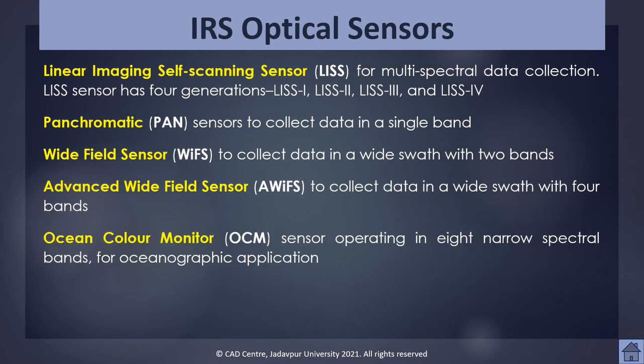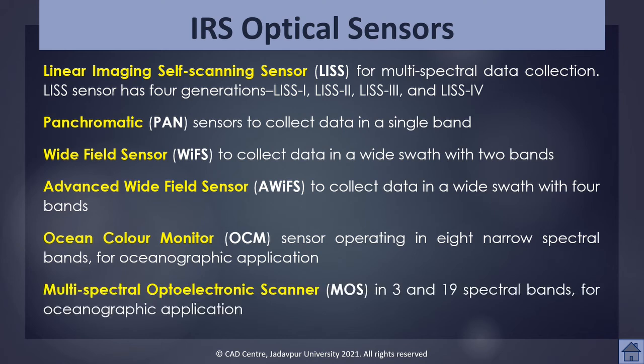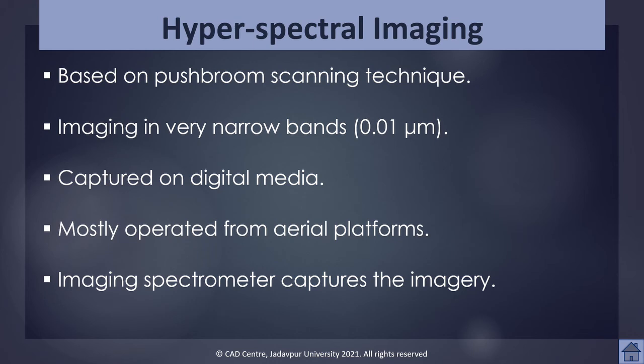It can be programmed. Then we have the ocean color monitor that can capture imagery in 8 narrow spectral bands for oceanographic applications. Then we have the multispectral optoelectronic scanner. It can capture imagery in 3 and 19 spectral bands for oceanographic applications. So, these are the optical sensors that are used by the Indian remote sensing satellites. Now, let us discuss hyperspectral imaging. Hyperspectral imaging or hyperspectral remote sensing is based on the push broom scanning technique or along track scanning technique.